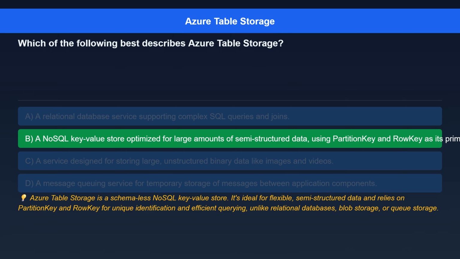The correct answer is a NoSQL key-value store optimized for large amounts of semi-structured data, using partition key and row key as its primary key. Here's the explanation. Azure Table Storage is a schema-less NoSQL key-value store. It's ideal for flexible, semi-structured data and relies on partition key and row key for unique identification and efficient querying, unlike relational databases, blob storage, or queue storage.